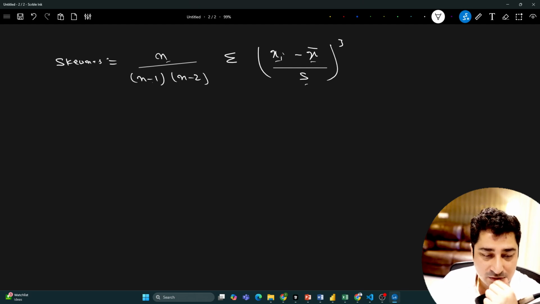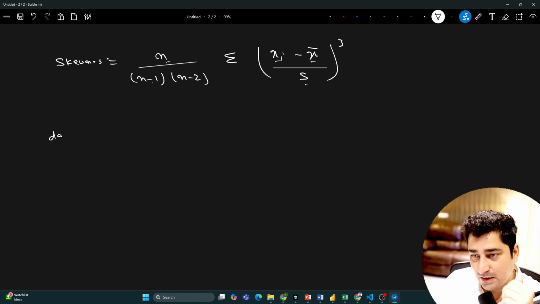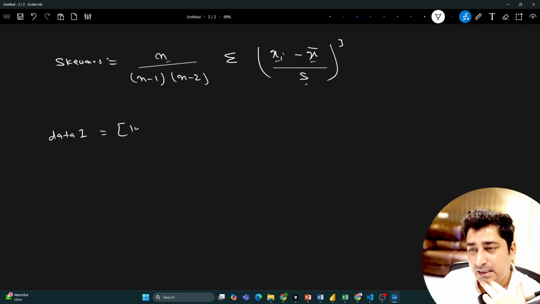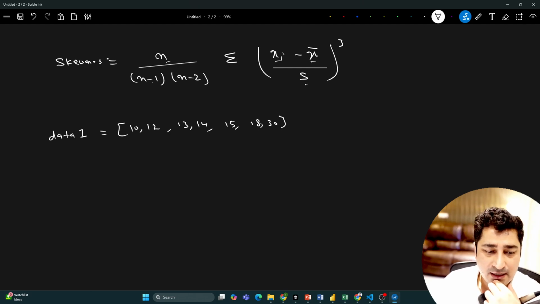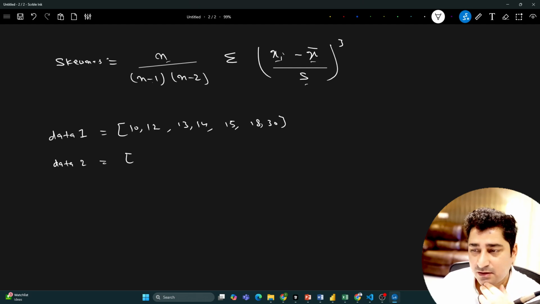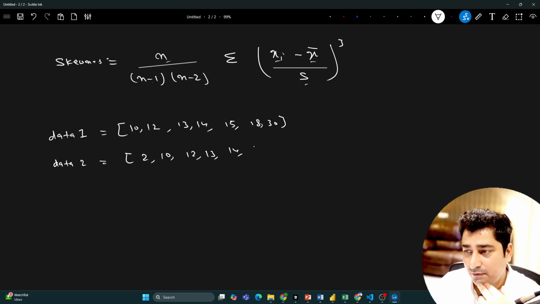Let's suppose I'm going to take a data set and name it data 1. Inside this data, I have the values 10, 12, 13, 14, 15, 18, and then 30. So this is my data number 1. Similarly, I have a data number 2, and I have certain values inside the data: 10, 12, 13, 14, 15, and 16.